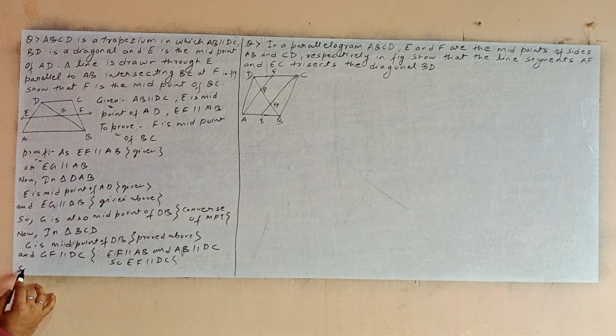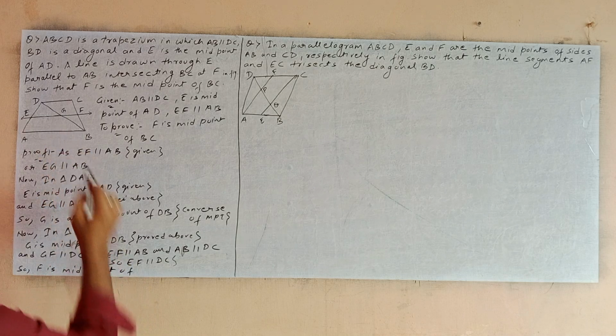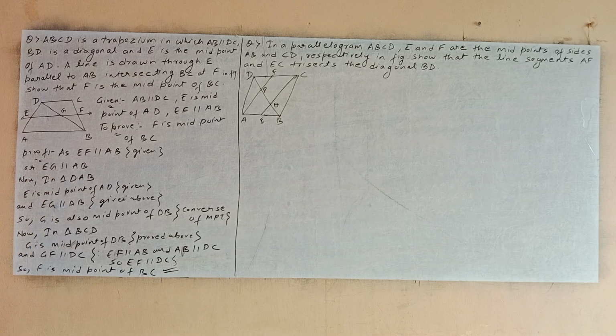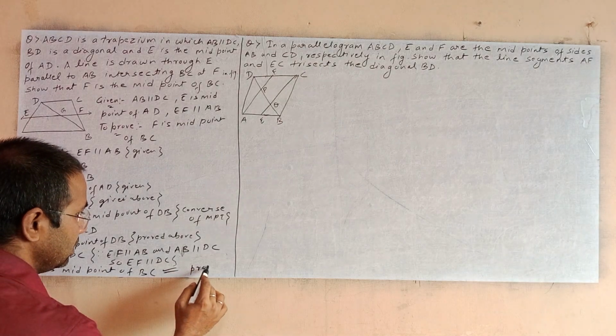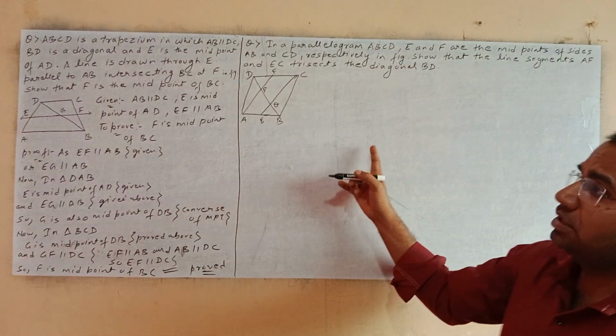So you can write, so F is the midpoint of BC, and this is what you have to prove. Here we have proved that. In this way you will prove. After you take this triangle, F becomes the midpoint. Okay, so in this way you prove. Now see the next question.